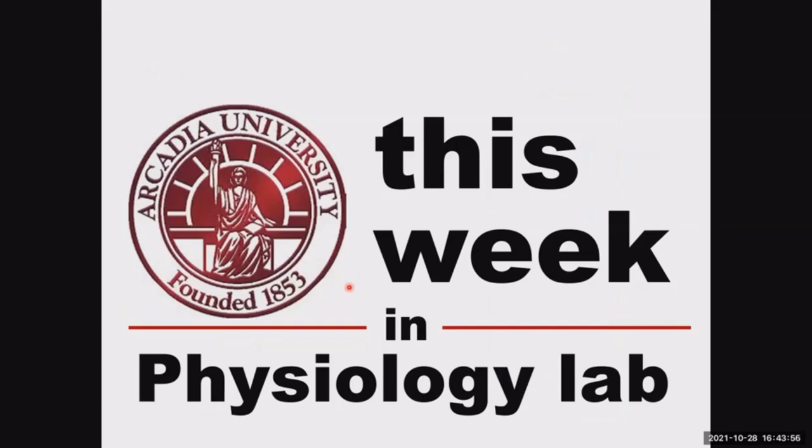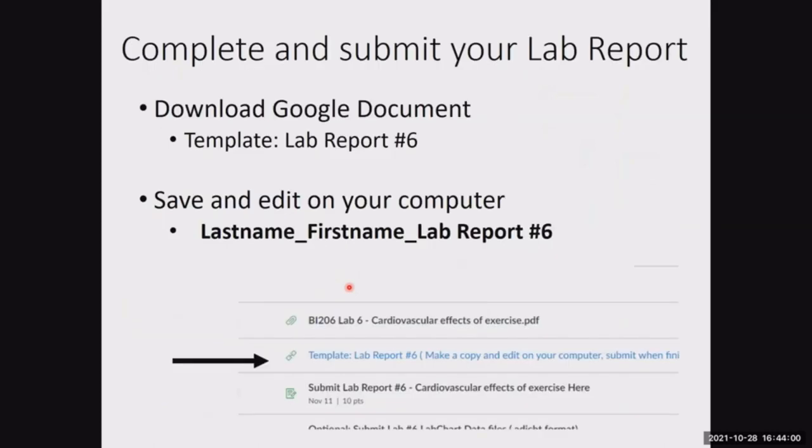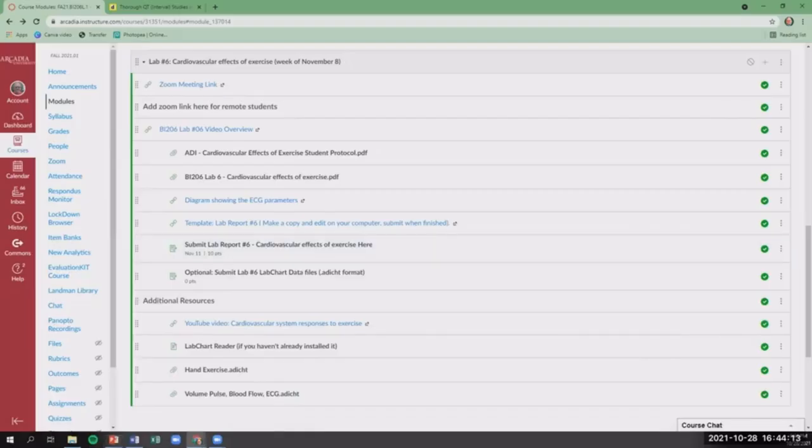Now, if we look specifically at what we're doing in lab this week, again, going onto Canvas. I should probably go over to Canvas so you can see it a little bit more accurately. And so pull this up. This is what we've got for this week's module, the Lab 6 module. We'll have a Zoom meeting link for the remote students. This video will be posted here.